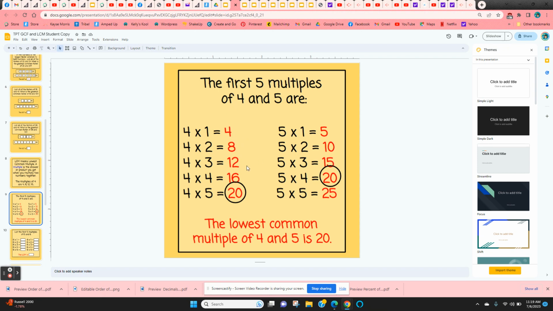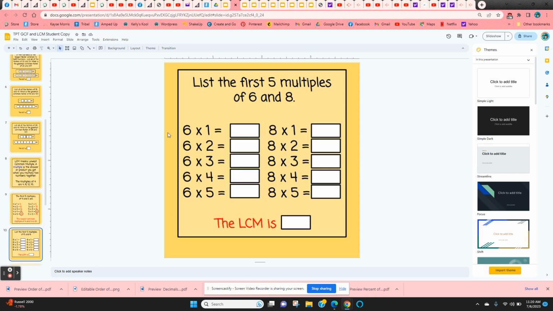Okay, and you're just counting by that number or multiplying 4 times 1, 4 times 2, times 3, times 4, and so on. So you're just counting by 4s here, counting by 5s here. The lowest number they have in common would be 20. So the LCM would be 20. Now students are going to do the next one. Find the first 5 multiples of 6 and 8, and then find the lowest common multiple.